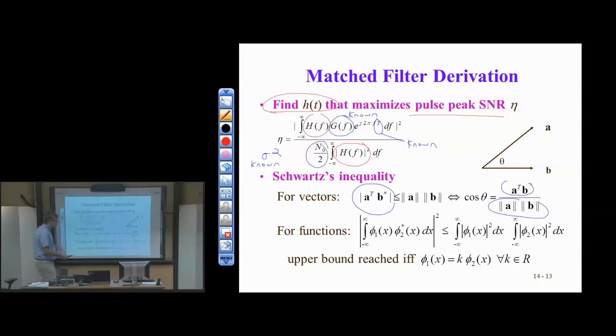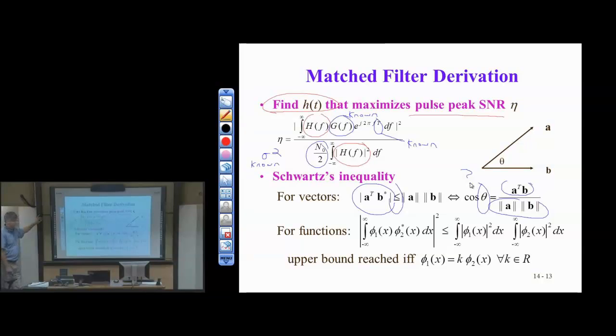The maximum value occurs when? For what value of theta do we get the max? We reach the bound here. What value of theta? Theta is 0. Right. So when the two vectors are parallel, we hit the bound.